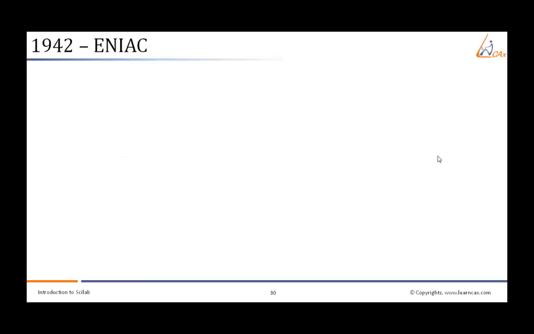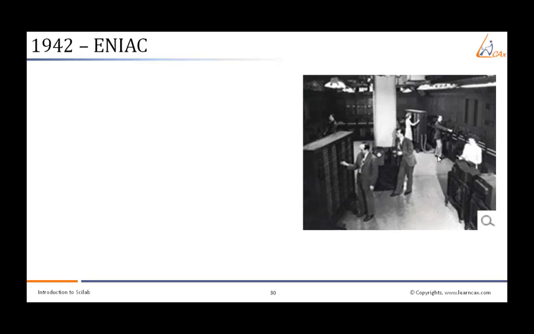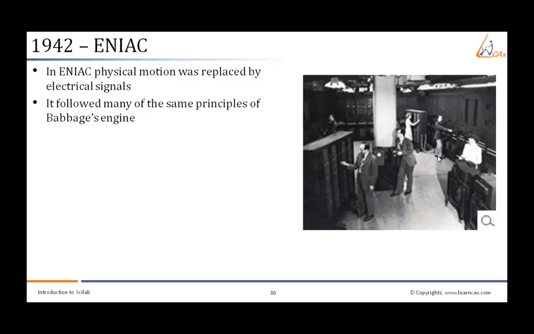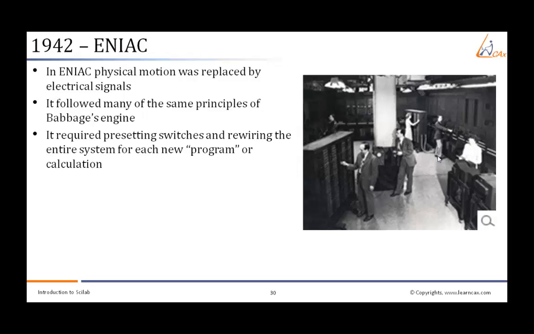So in the 20th century, in 1942, came the second computer or computing engine known as ENIAC. In this, the physical motion was replaced by electrical signals, and it followed many of the same principles of Babbage's engine. What these computing machines basically do is use gears and a lot of mechanical motion to make polynomial calculations, simple calculations for functions. And what it required was presetting switches and rewriting the entire system for a new program or calculation.